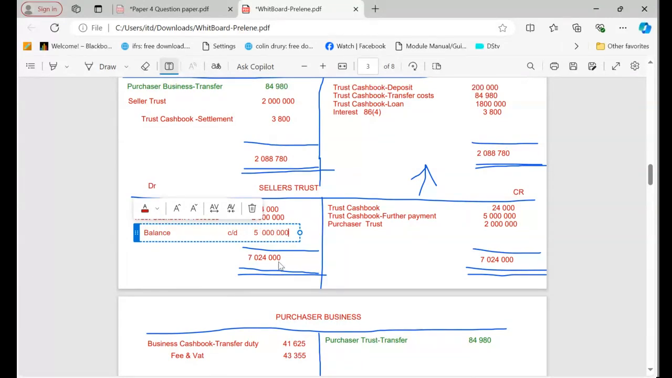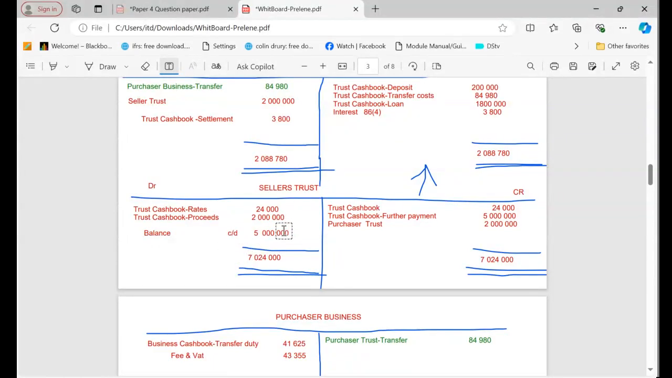Maybe I'm adding up wrong. Add the 5 million to the 2 million, you get 7 million, and then plus 24,000 is 7,024. Then on the credit side, we're adding 24,000 to the 2 million. Remember, I want the difference between the sides. This side is the biggest. Yes, it's 7 and 24. So 7 and 24 minus this 2. How much do you get here? 5 million.